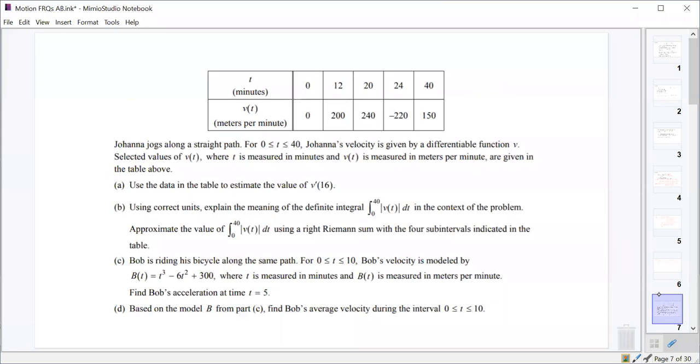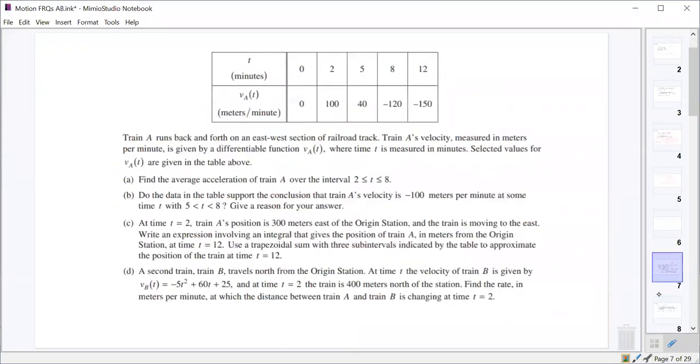We'd already done this one, right, about jogging on the path. So then the next one I asked was about the trains. Yes? And you all did the train problem? We're good to talk about the train problem? All right. Wonderful. We got train A. It's going back and forth on an east-west section of track. And we have a chart that represents the velocities.